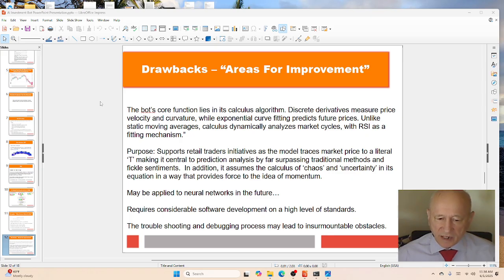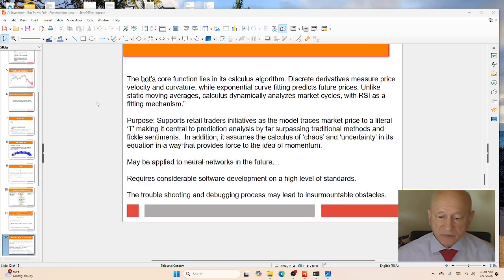It may be applied to neural networks in the future. We have our eyes on improving the calculus with correspondence to neural network research. This requires considerable software development on a high level of standards. The troubleshooting and debugging process may lead to insurmountable obstacles and is extremely time-consuming.